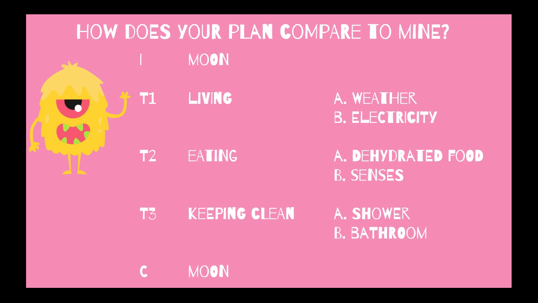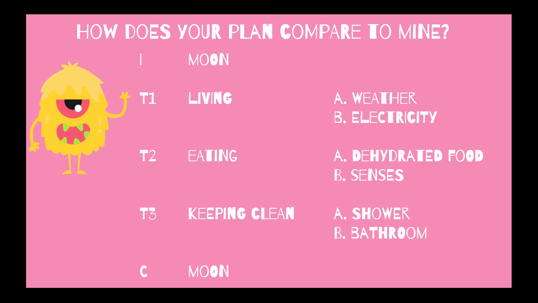All right, let's look at how your plan compares to mine. I decided that the main topic, or what I'm writing about, is the moon. So that's what I put for my I and my C paragraphs. Then I had to break it down into 3 main topics about the moon. I chose topic 1, which was living on the moon. And there were a couple of areas that were really addressed in the article. So I chose my A detail to be weather and my B detail to be electricity.